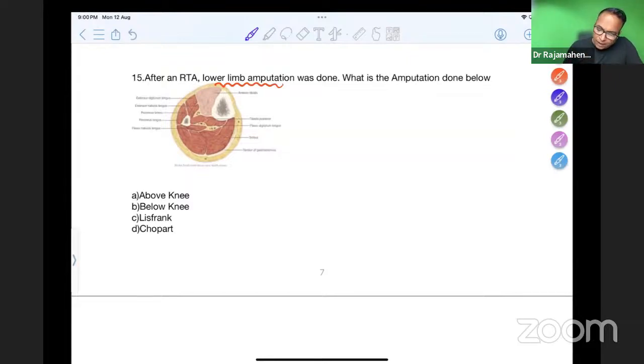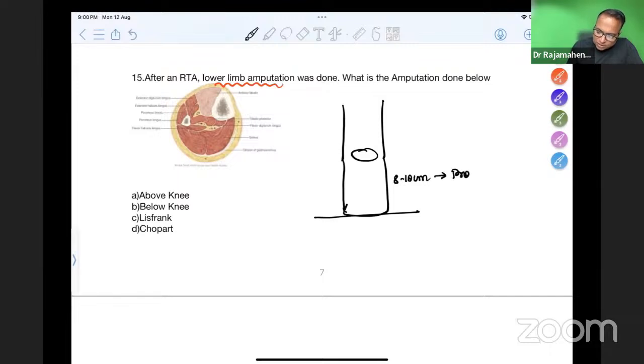So this is a road traffic accident, lower limb amputation was done. So this is a knee, and usually we have to give a stump with this. A stump of around 8 to 10 centimeter is needed for putting a prosthesis. And when we are closing it, we use a posterior flap and we close it. Posterior flap will be used to close. And now they are taking a cut section image at this level.